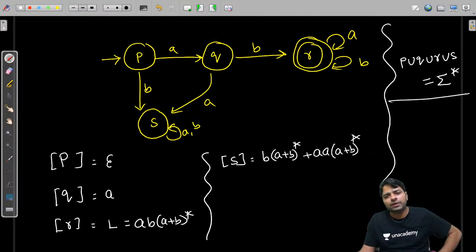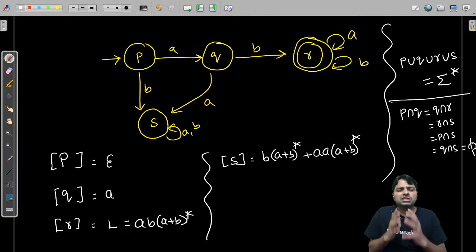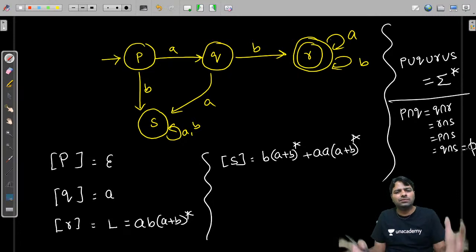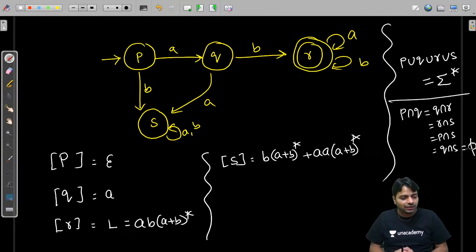Now do the intersection of any two. P intersection Q is equal to Q intersection R is equal to R intersection S is equal to P intersection S, something like that. You do anything, Q intersection S, which is phi only, guys. Do the intersection of any two equivalence classes, the result is always phi. And this is another piece of information we have here.